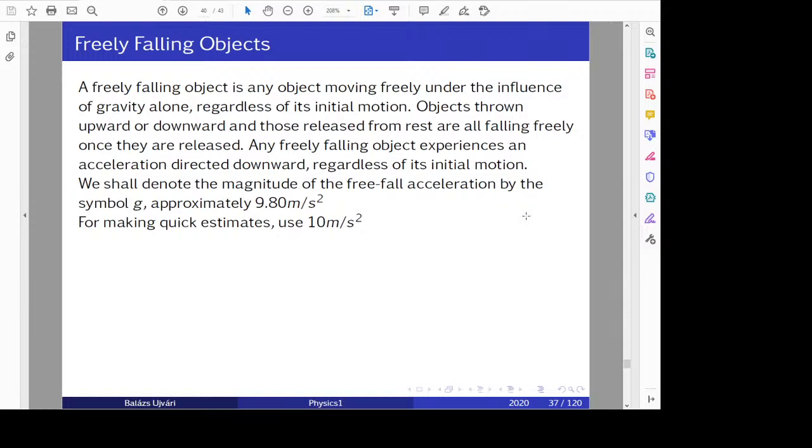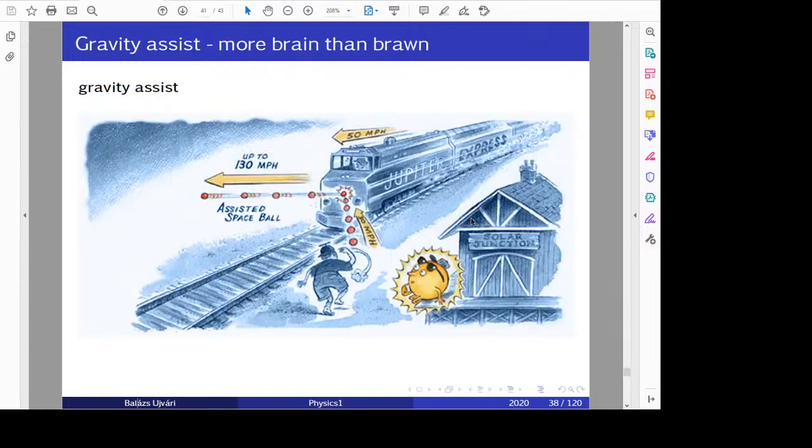Alright, so we will solve an example with a free falling object. We know G is the symbol of the gravitational acceleration. It's 9.8, 9.81. For faster calculation, we can use 10 meters per second squared.